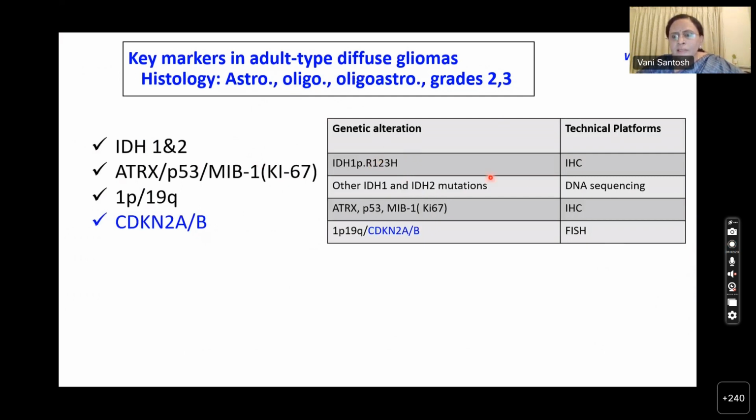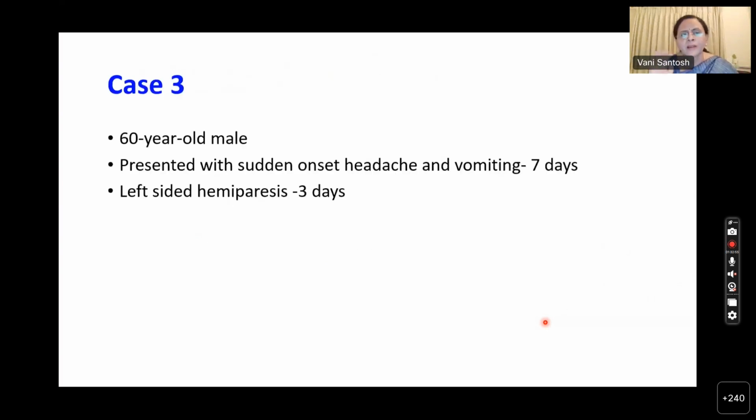For IDH1 R132H, for ATRX, for P53 and MIB, you can use the IHC platform. For the other IDH mutations, you use DNA sequencing. For 1p19q and for CDKN2AB assessment, you use the FISH technique. Did you understand that? So these are the technical platforms and these are the set of molecular markers that you require to make a diagnosis of astro or oligo, and astro grade 2, 3, 4 as well as oligo grade 2 and 3. Did you understand that? Yes. So with that, we'll go to the next subject.